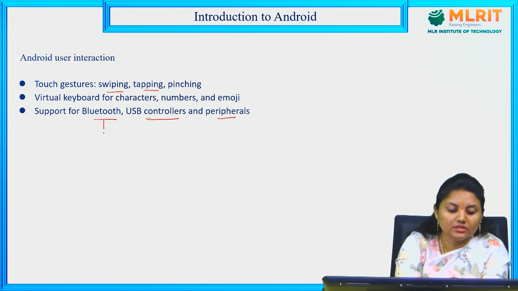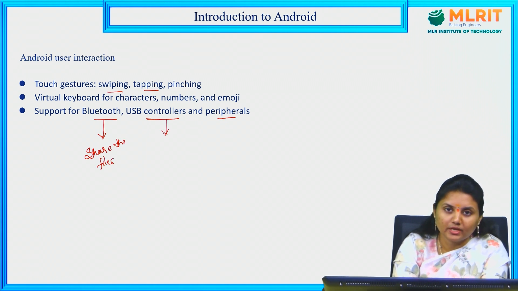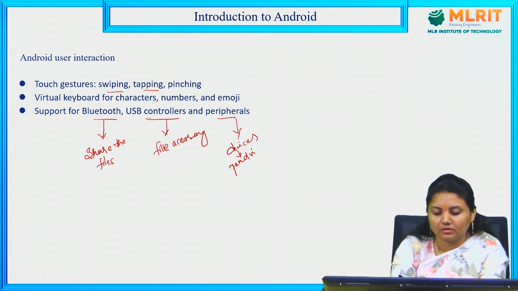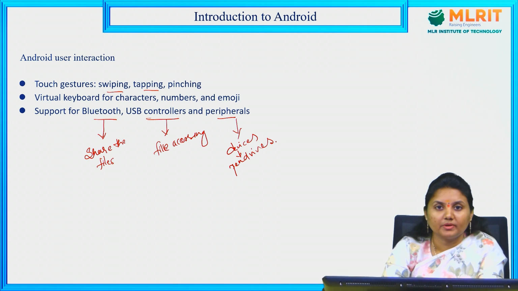Bluetooth is where you can share files. And USB controllers, where you can use USBs again for file access. And peripherals, the different devices which can be connected, like pen drives, hard disks and all. So support for this.